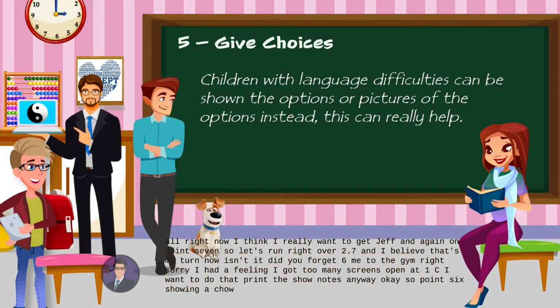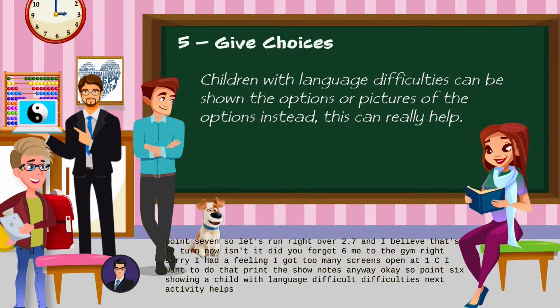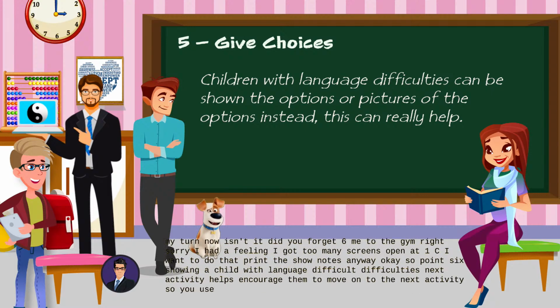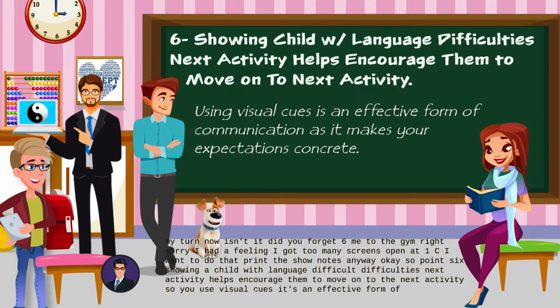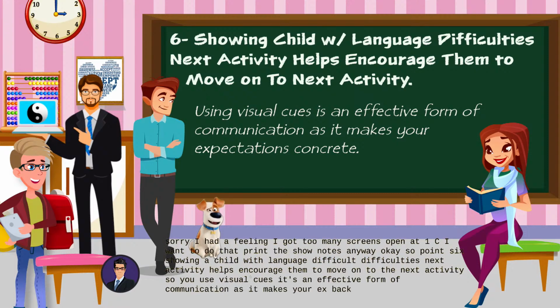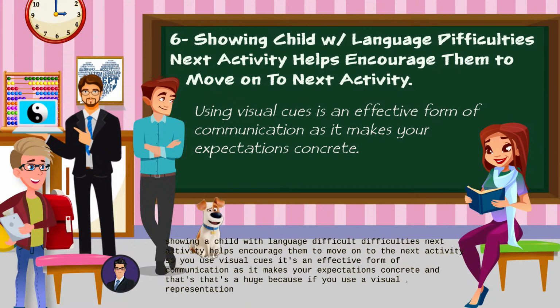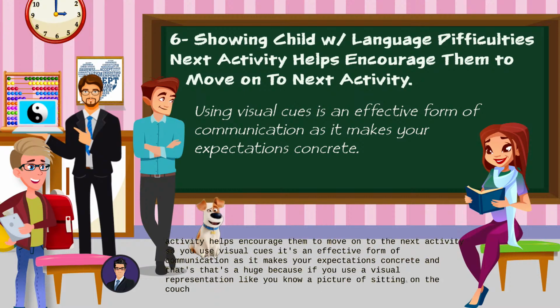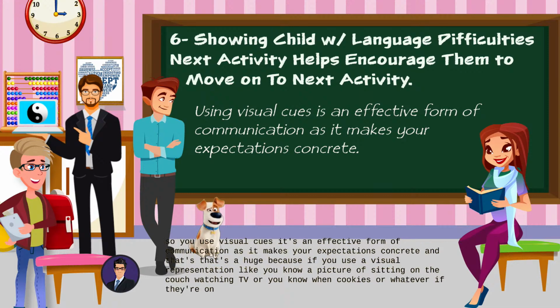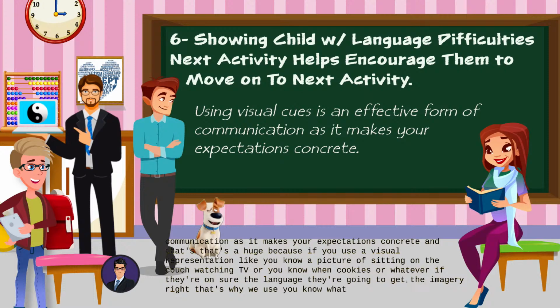Showing a child with language difficulties the next activity helps encourage them to move on to it. So, you use visual cues. It's an effective form of communication as it makes your expectations concrete. And that's huge, because if you use a visual representation, like a picture of sitting on the couch watching TV, or a kid having cookies, if they're unsure of the language, they're going to get the imagery, right? That's why we use walk signs and whatnot on the streets.